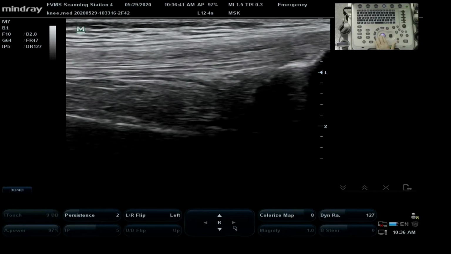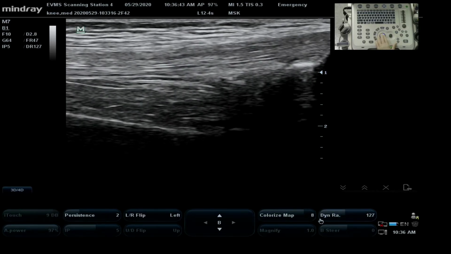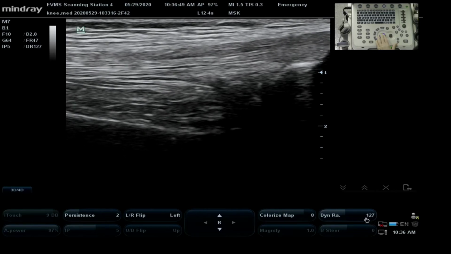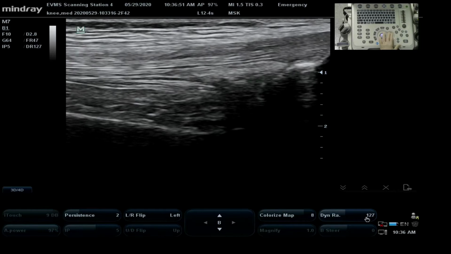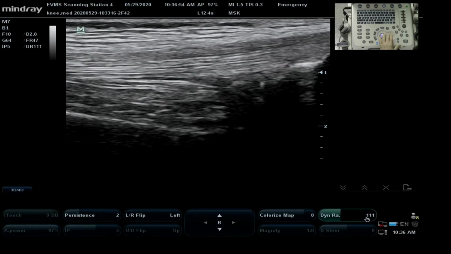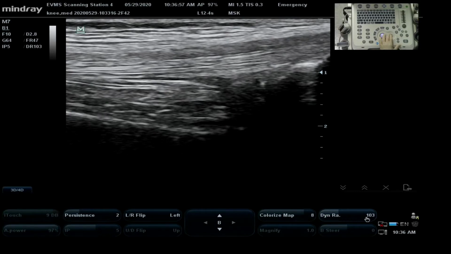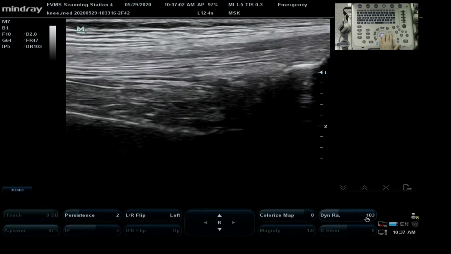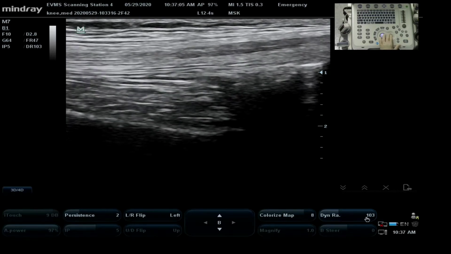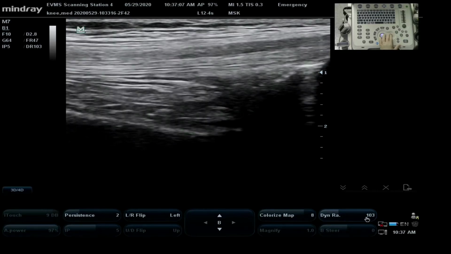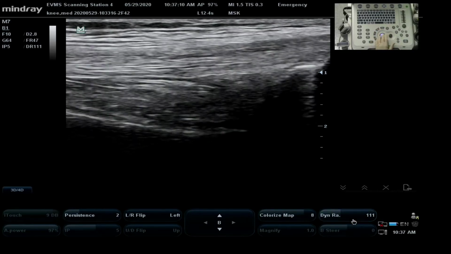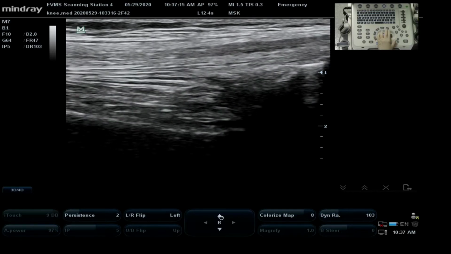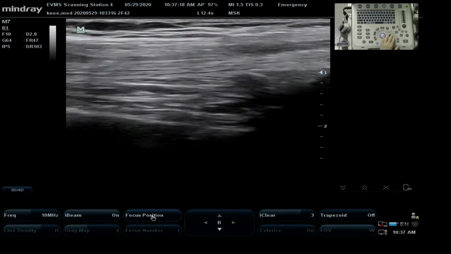And you'll notice off to the right of the screen, you see dynamic range, and it's set at 127. This is not a number you really want to go higher than, but sometimes you want to scan a little bit lower, and this is where you would change it. And all that does is just increase the contrast between the higher amplitude echoes and the lower amplitude echoes. It makes the fibrillar pattern a little bit more discrete. All right, I'm going to bring us back to focal position.